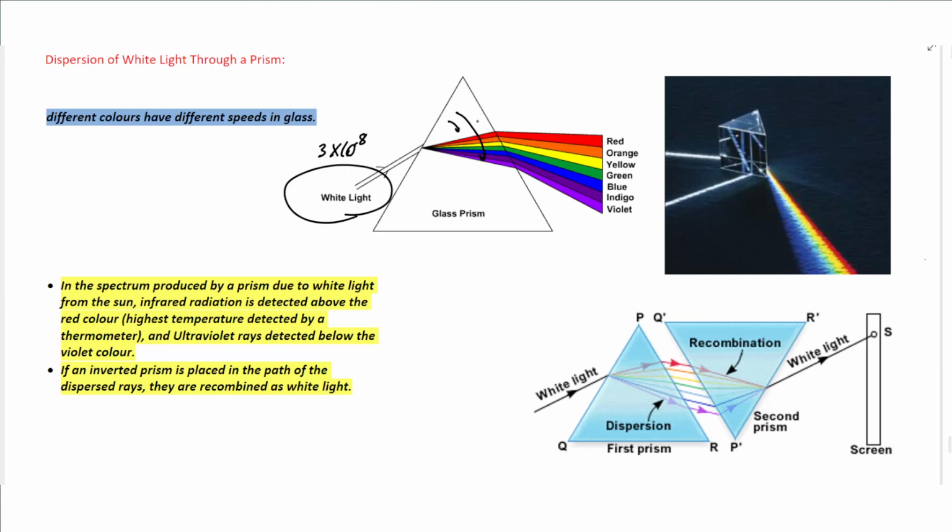So you will always have red closer to the original direction and violet very far from the original direction. Always red bends more than violet. So going with the colors ROYGBIV: red, orange, yellow, green, blue, indigo, violet. Going towards violet, the bending gets larger. Going towards red, the bending gets smaller.